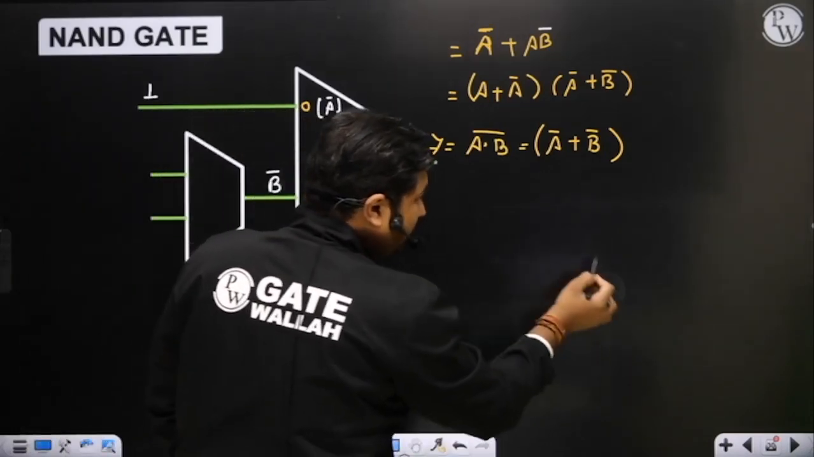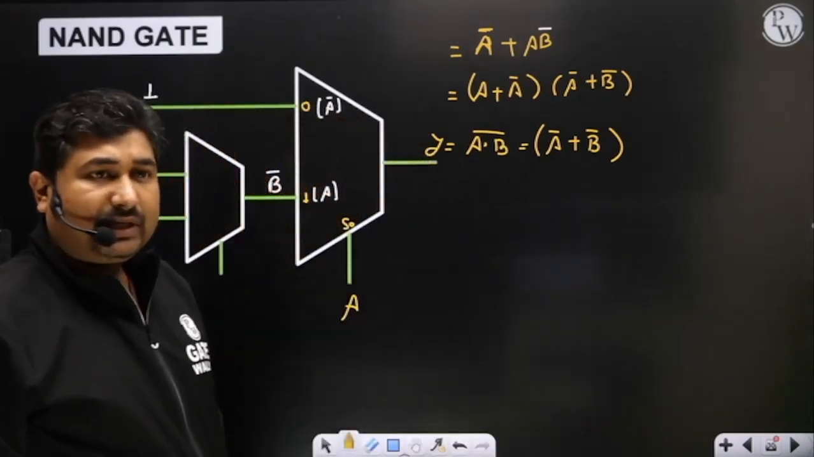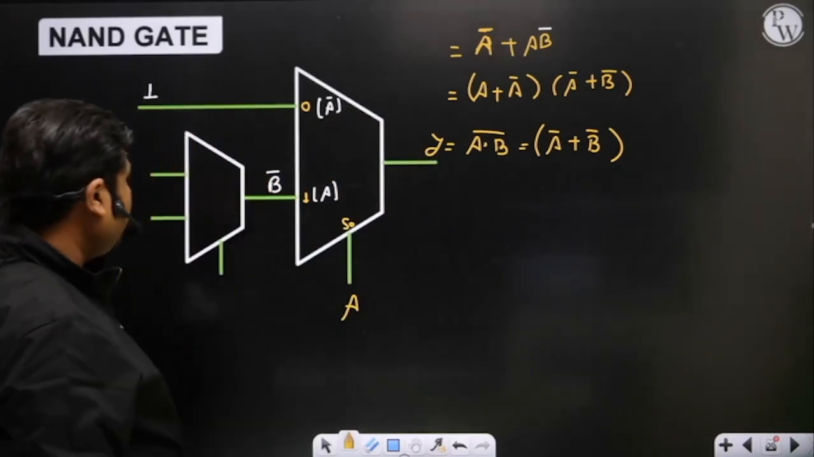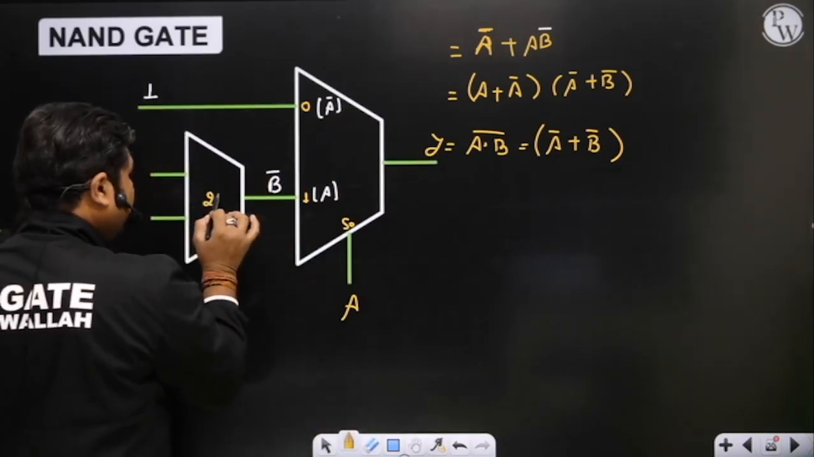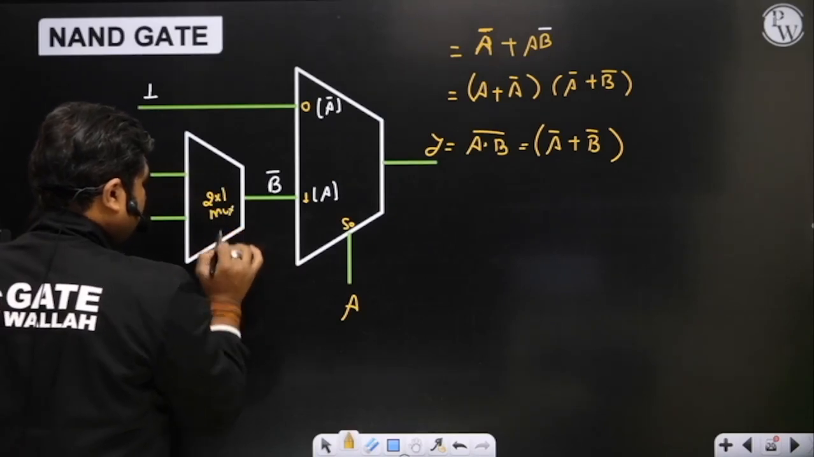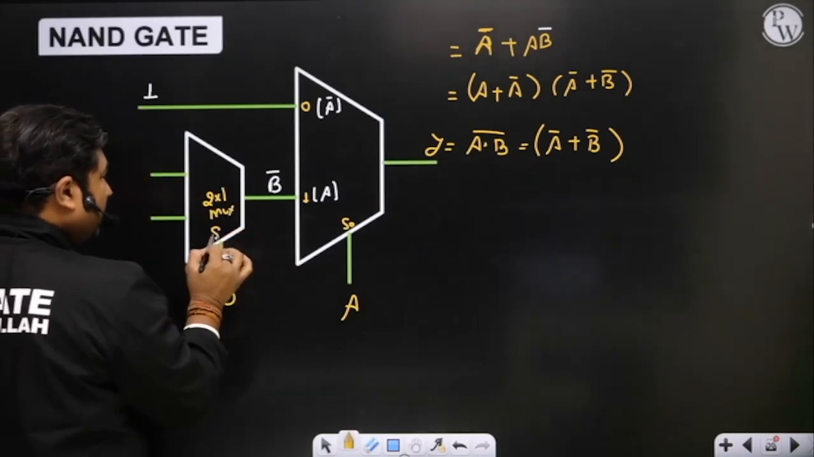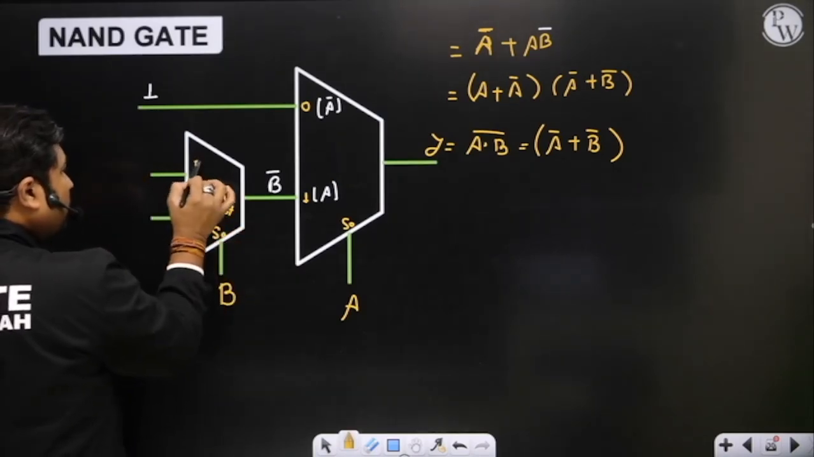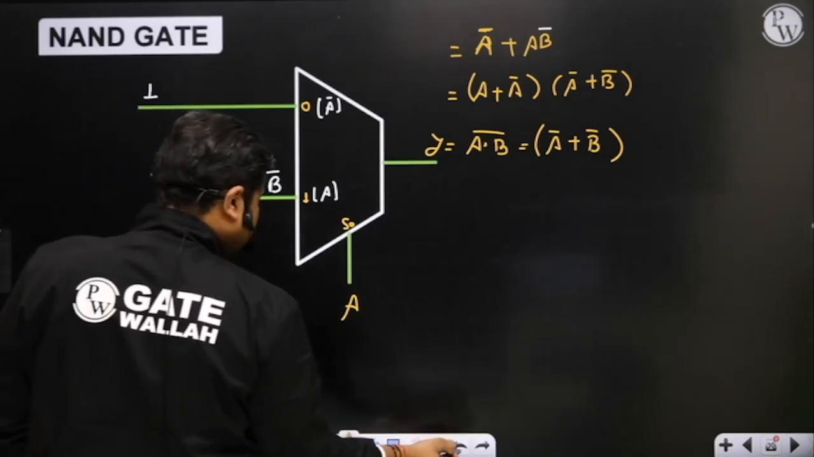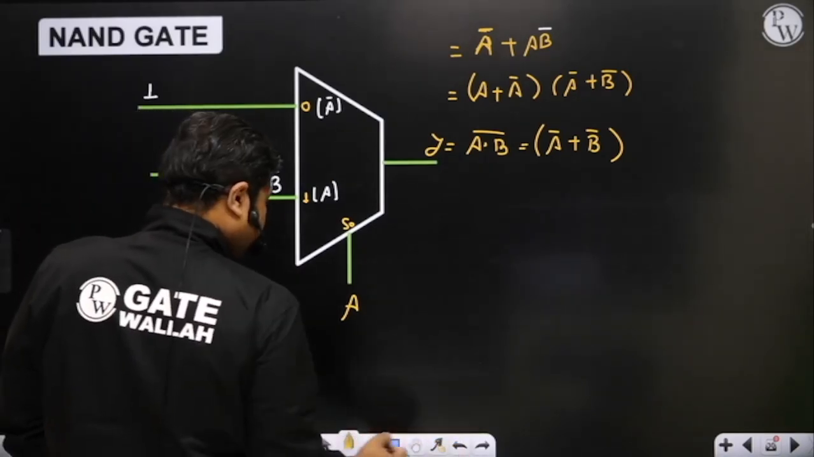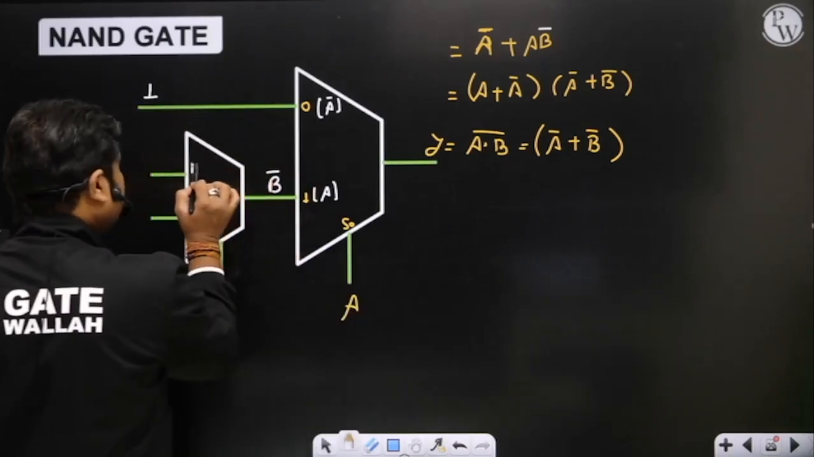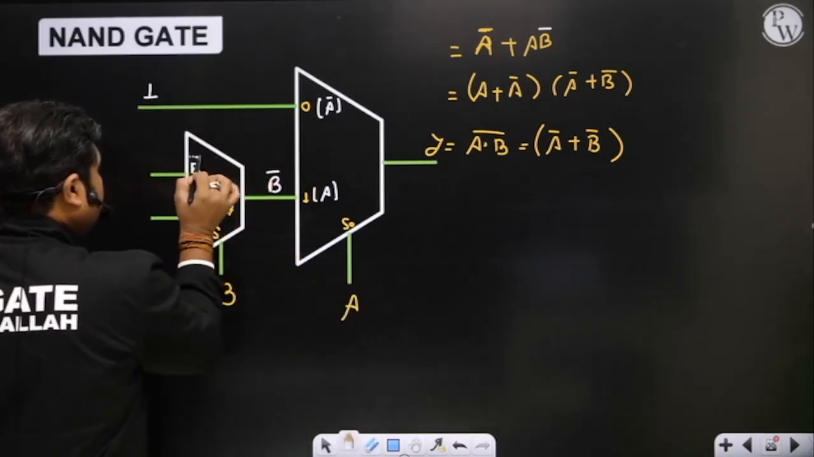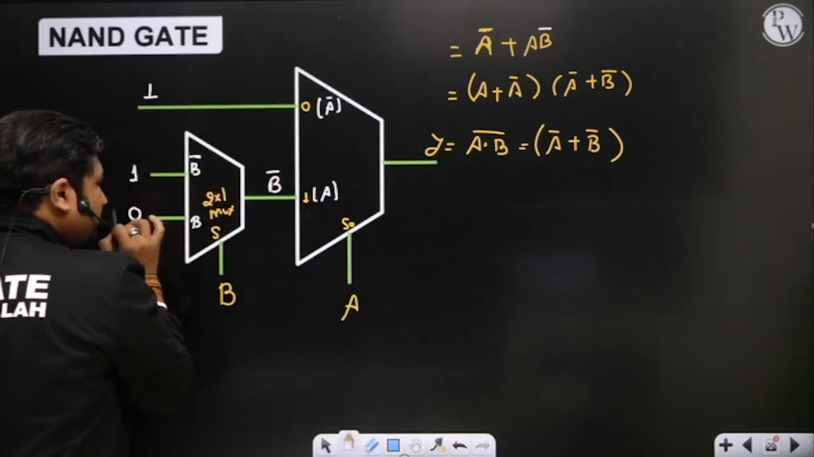But the problem is that we don't have B bar. In order to get B bar, again we need one more 2 cross 1 mux. By the select line action, we know that B bar is available here and B is available here. So only we need to apply 1 and 0.